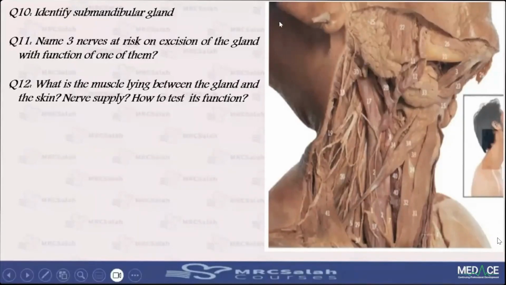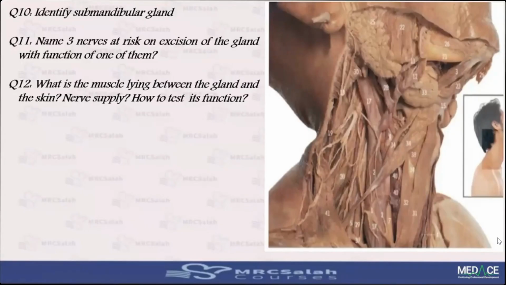Hypoglossal nerve, marginal mandibular nerve, and the lingual nerve, a branch of the mandibular nerve, which is a branch of the trigeminal nerve. So what will happen in injuries of these nerves? The hypoglossal nerve is the motor supply of the muscles of the tongue, intrinsic and extrinsic. If there is paralysis of the hypoglossal nerve, it leads to muscle atrophy, deviation of the tongue to the affected side, and fasciculation of the tongue.